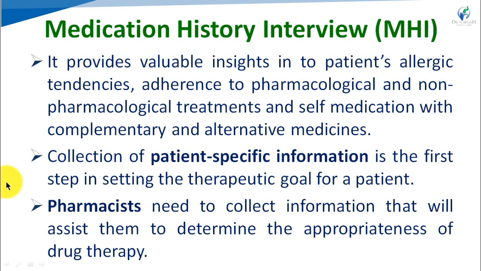Then collection of patient specific information, we can say it is the first step in setting the therapeutic goal of a patient. Pharmacist over here, you need to collect information that will assist them to determine the appropriateness of drug therapy. मतलब यहाँ पे जो भी information collect करनी है, that should be done by the pharmacist only. Pharmacist will determine the appropriateness of the drug therapy.